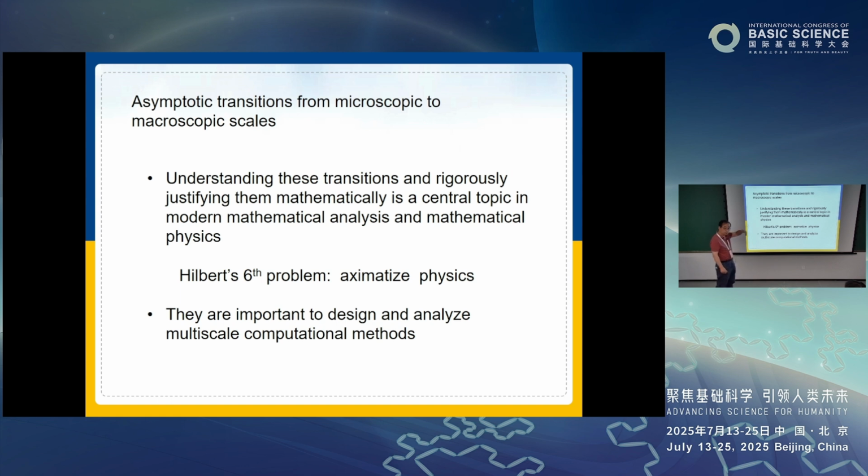So there's some history here. At the International Congress of Mathematicians in 1900, Hilbert announced 23 major math problems to be solved in the last century. This is what we call the sixth problem. Essentially, it's about axiomatizing physics. Basically, you want to rigorously justify these asymptotic transitions from one scale to the other. And of course, these are not only important mathematically, they are also important for you to design and analyze multi-scale computational methods.